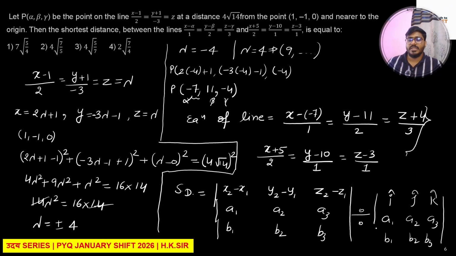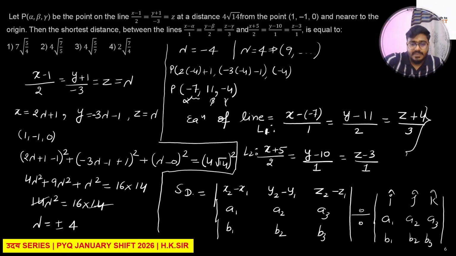What are a1, a2, a3? The direction ratios along line L1. And what are b1, b2, b3? The direction ratios along line L2. This one, this one, this one. What about x2 minus x1? x1, y1, z1 is a point on the first line, and x2, y2, z2 is a point on the second line. So we can write it here directly.